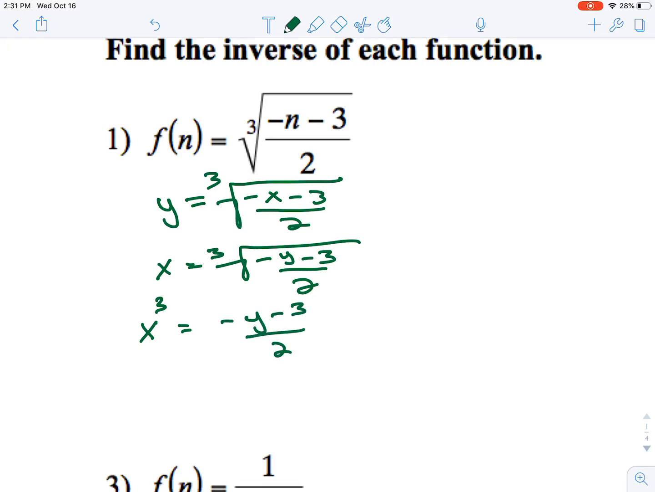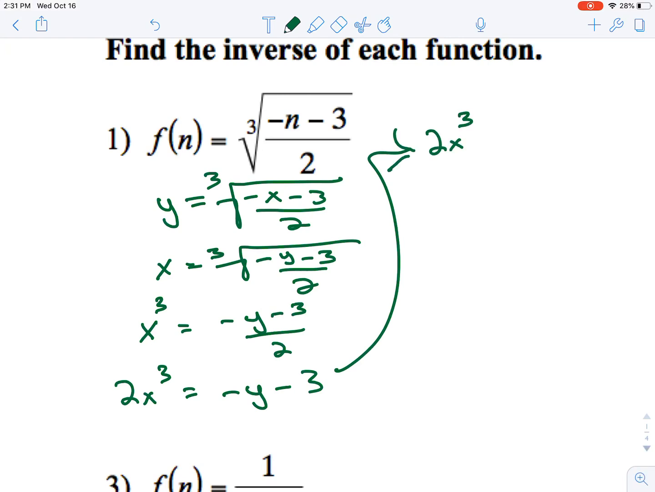And at this point, I'm going to get rid of the divided by 2 next. So I'm going to multiply both sides by 2, and I will have 2x to the third is equal to negative y, take away 3. Then I'm going to take it up here. I'm going to add 3 to both sides, and I'm going to have 2x to the third plus 3 is equal to negative y. And then I'm going to multiply both sides by negative 1, or divide by negative 1. And that's going to give me y is equal to negative 2x to the third minus 3.